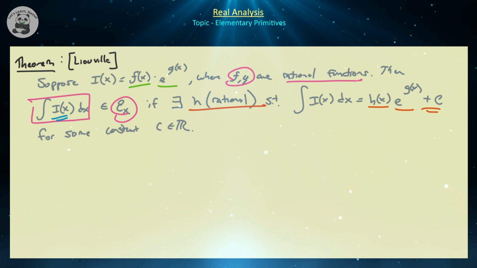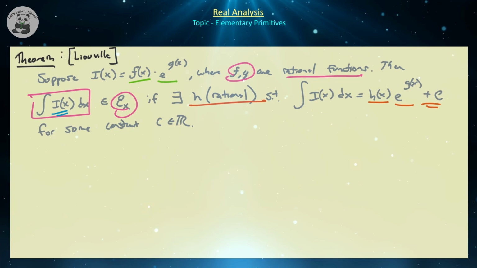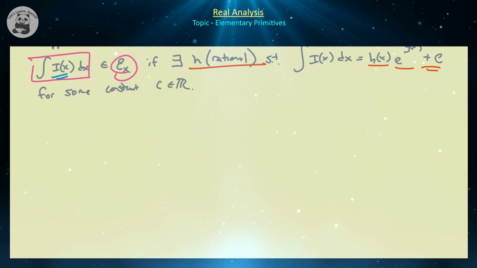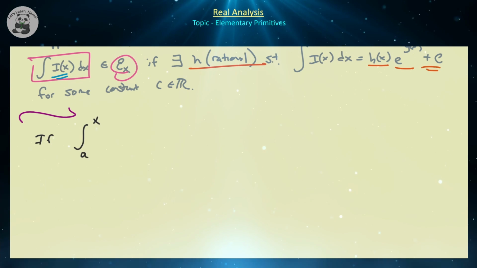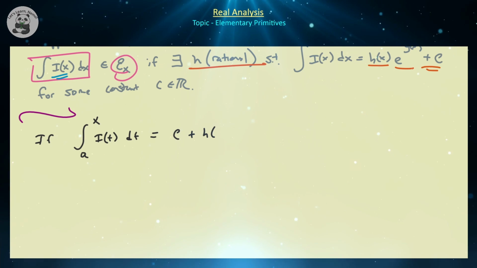Now, in order to find this rational function h, or to see if it even exists, this particular phrasing of the theorem is actually not quite useful. So let's actually look at this expression in a little bit more detail. So if the integral from 0 to x, and you can take any base point a, for example, and let's write this as I of t dt, and let's assume that this is equal to c plus h of x times e to the g of x.